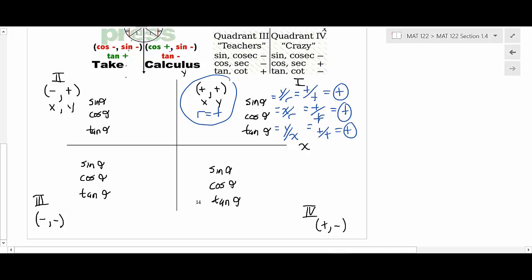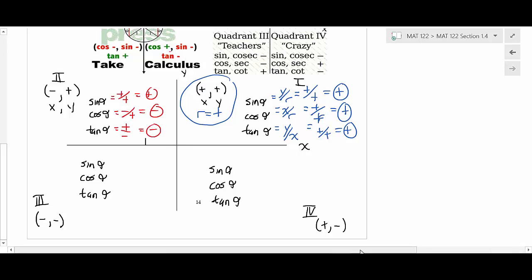Let's go to quadrant 2. Okay, so it works like this. The sine's y over r, so you'd have positive over positive, so you would get a positive. The cosine is x over r. So x is negative. R is always positive, so you get a negative answer. The tangent is y over x. Y is positive, x is negative, so you get a negative answer.